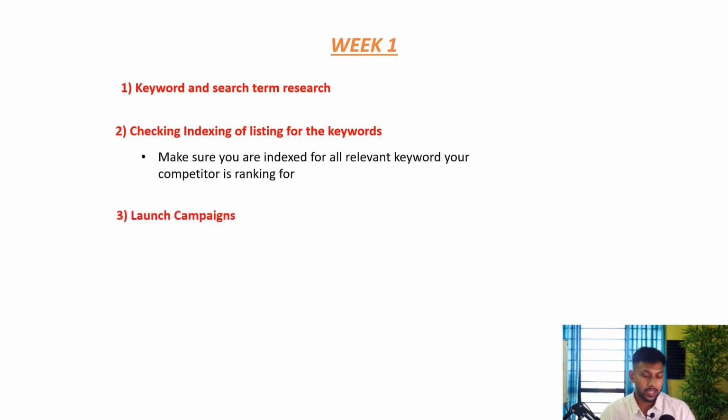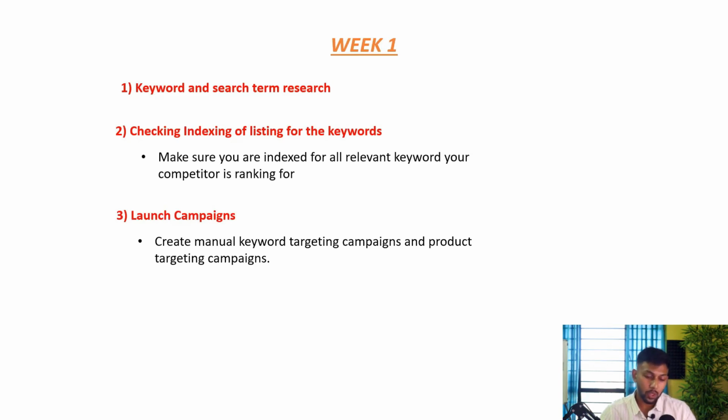Now the third point in the step, write down launch campaigns. We have done the keyword research. We have checked the indexing. Now we have to launch the campaigns. In the facilitate column, write down, create manual keyword targeting campaigns and product targeting campaigns. Now we do not go for automatic straight away.